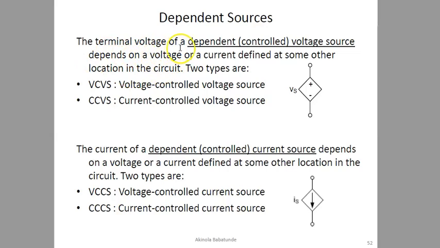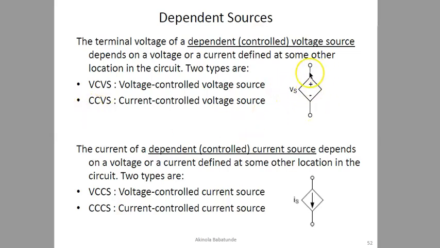The terminal voltage of a dependent or controlled voltage source depends on the voltage or current defined at some other location in the circuit. And we have two types of this dependent voltage source. We have the voltage controlled voltage source. This simply means that the voltage source is controlled by a voltage. And then we also have the current controlled voltage source. This simply means that the voltage source is controlled by current elsewhere in the circuit.